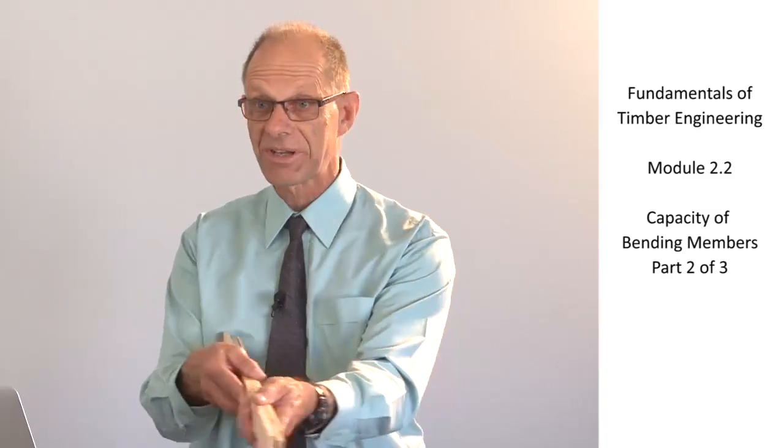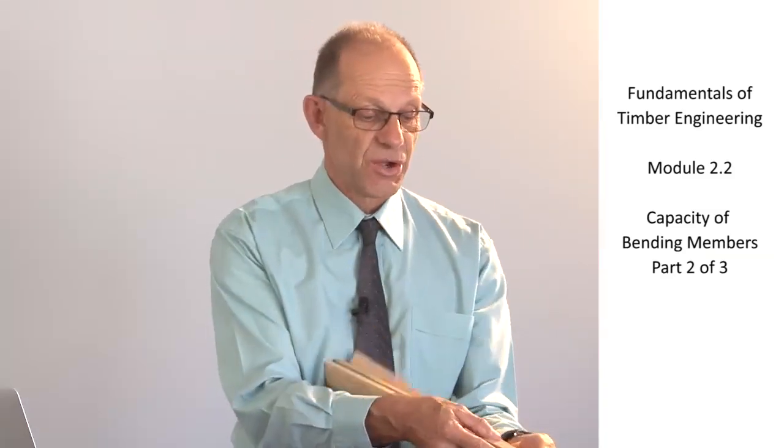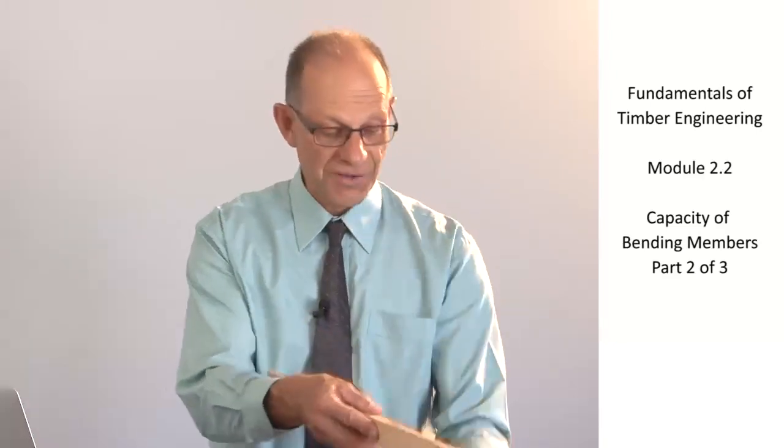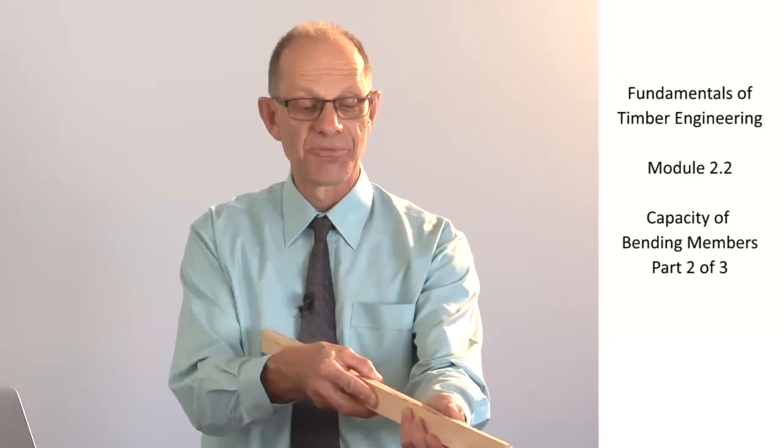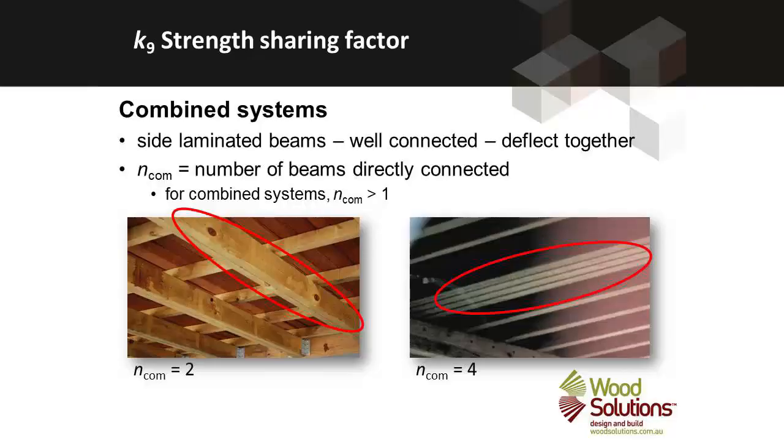So we add them all up together. In this case, we have 2. If we add another one, the NCOM value is 3. And that enables us to calculate the K9 factor.